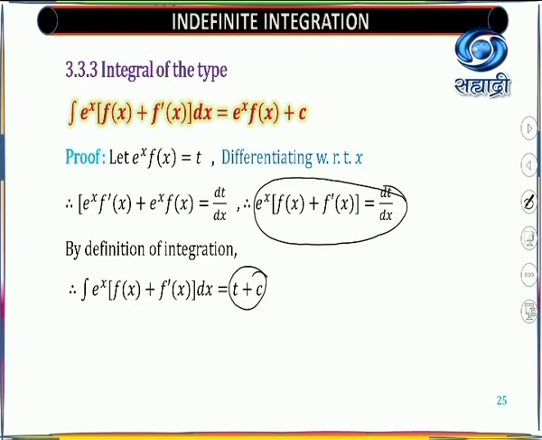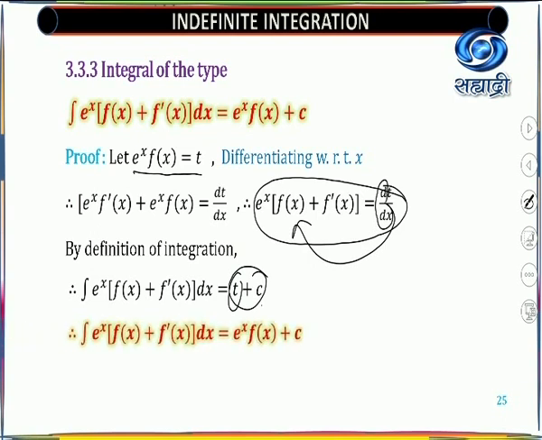Once you are integrating, the d by dx goes to this side. You will get the integral of e raised to x f(x) plus f dash x dx equal to t plus c. And what is t? t is nothing but e raised to x f(x). So that will give you the integration of e raised to x times f(x) plus f dash x dx equal to e raised to x f(x) plus constant of integration.